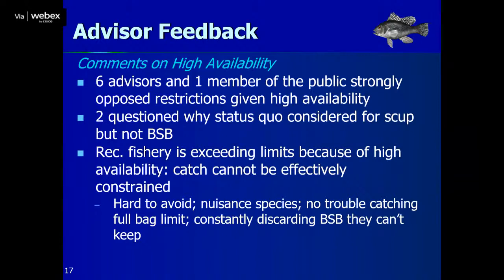A few advisors had comments along the lines of the overages that we've seen are due to high availability. One advisor said that we're going to just keep exceeding the limits because the stock is so high. Catch cannot be effectively constrained by management measures. Advisors said things like black sea bass are hard to avoid. They're almost becoming a nuisance species in some places. Anglers are having no trouble catching the full bag limit, and anglers are constantly discarding black sea bass they can't keep.